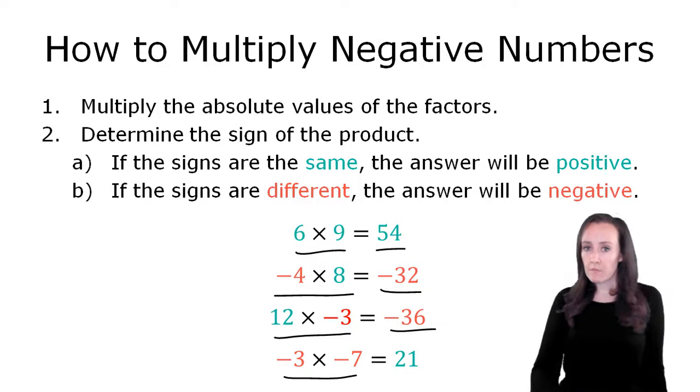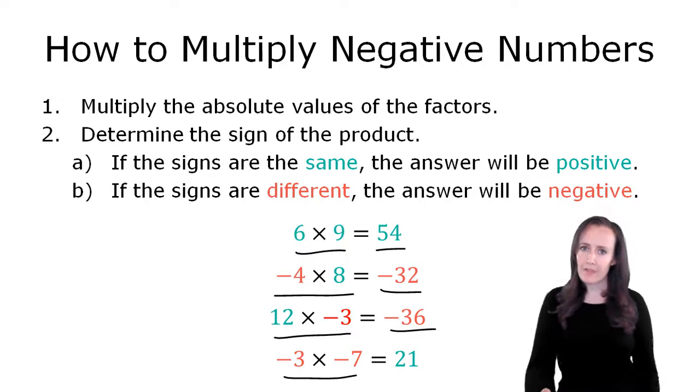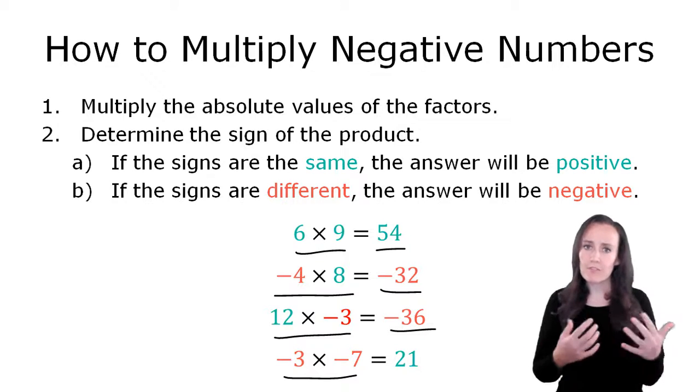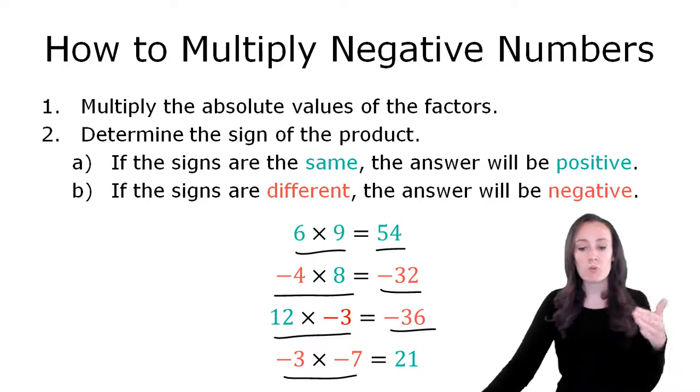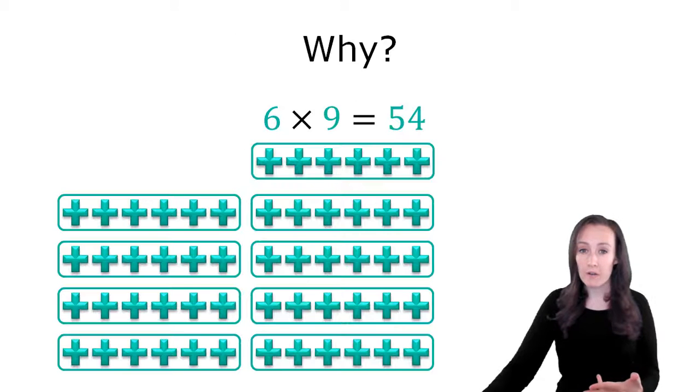Now that last one, sometimes people get a little bit confused by, because they're like, wait, how does a negative times a negative end up equaling a positive number? So I'm going to show you how that works, but I'm going to lead up to it by showing you the other examples and why they work.